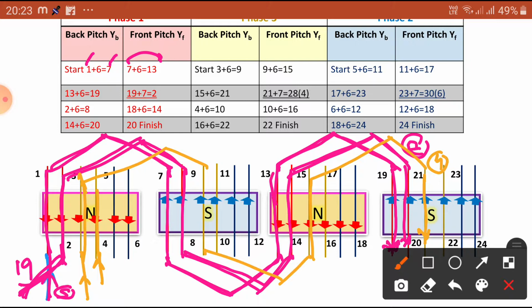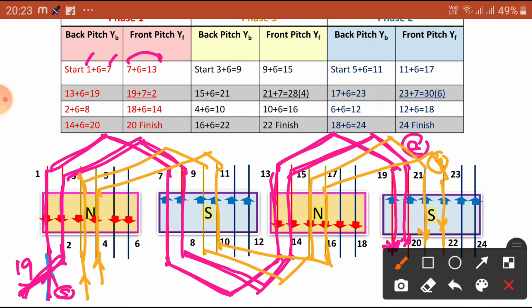This is 4 plus 6, the 10th. So we are going to connect the 10th conductor here, and where is the 10th connected? 10 plus 6 is the 16th. We are going to connect the 16th conductor here. 16 plus 6 is 22, this is the finishing. So this is the 22, this is the finishing conductor.